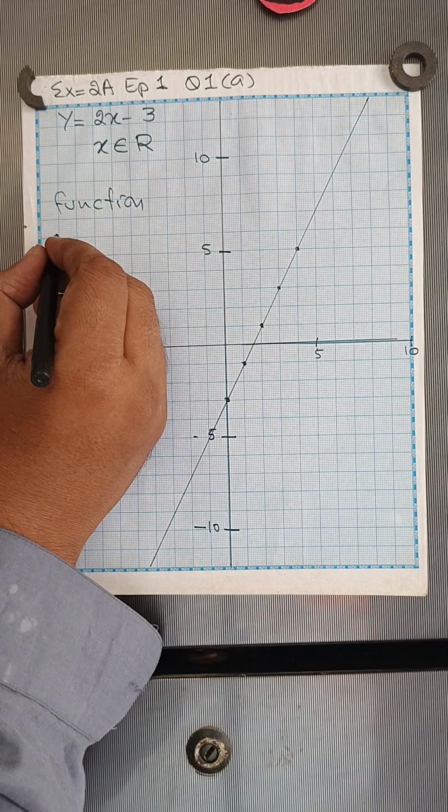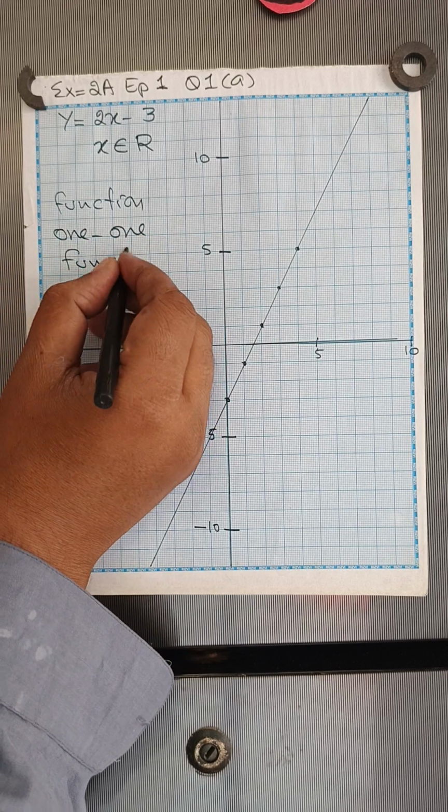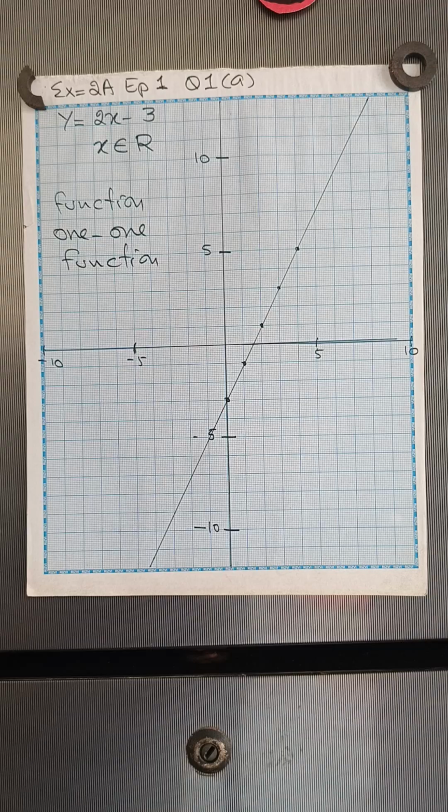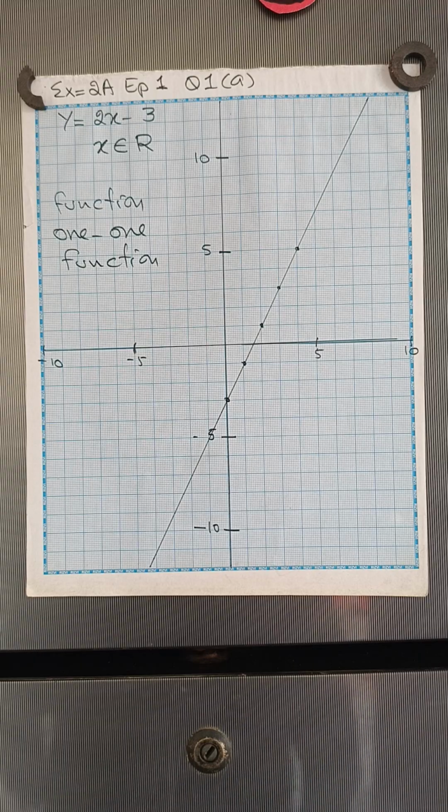Yes, this is a function, and this is a one-one function. So I hope you understand how question number 1 part A is decided: this is a function and this is a one-one function. Why is this a one-one function? Because every x value has a unique y value.